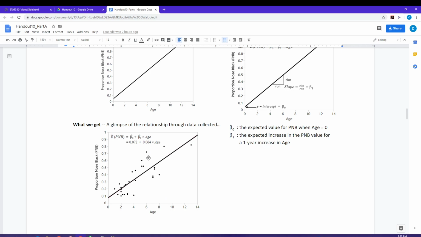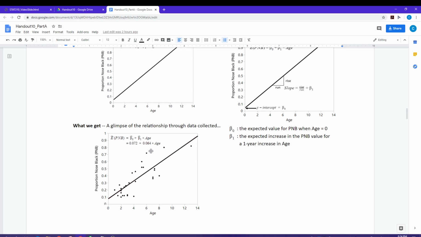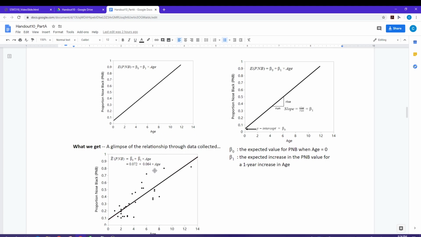So here's a scatter plot of the data, has the trend line in it, has the equation of the trend line, and this is coming from the data that we have. But what we'd really like to understand is the true relationship, which is not known to us. It's probably going to be slightly different than what I'm seeing in this plot.